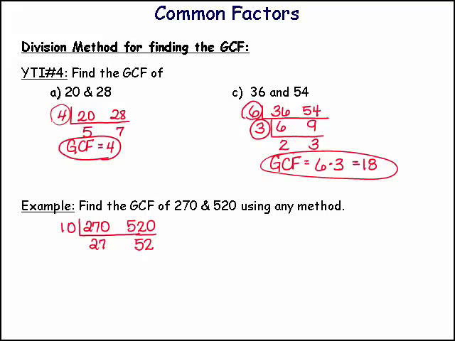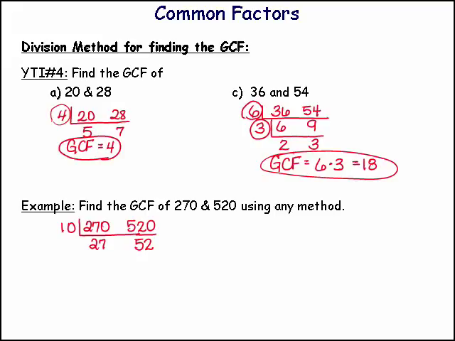Okay, so how about in 27 and 52? Let's look at 27. 27 has a 3 involved, right? There's 3 times 3 times 3 gives you 27. So there's only 3s in 27. If you look at 52, you go, well, if I can only divide 3 out of 27, then I need to divide 3 out of 52. Is there a 3 involved with 52?